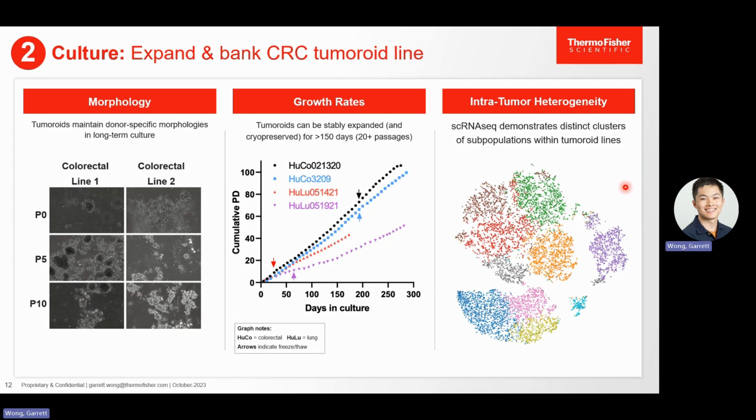So this is a single cell RNA-seq of one of the colorectal lines that shows intratumor heterogeneity, and you have different cell subpopulations here. Some work is being done to do additional single cell RNA-seq on some of the other tumoroid lines so that we can have a more comprehensive data set for these.